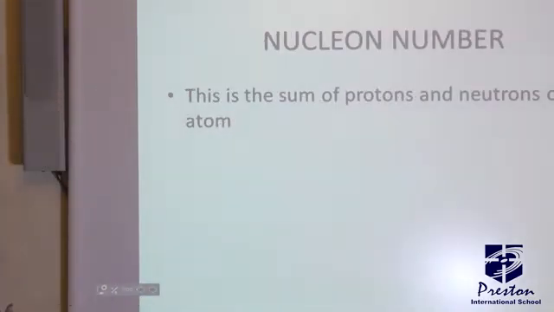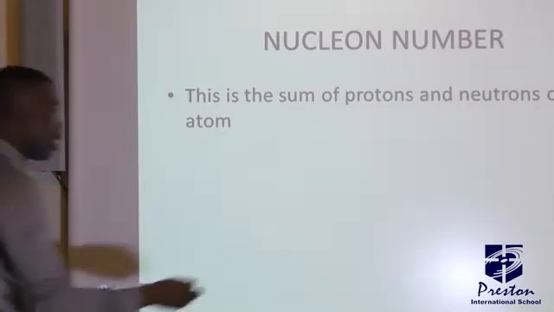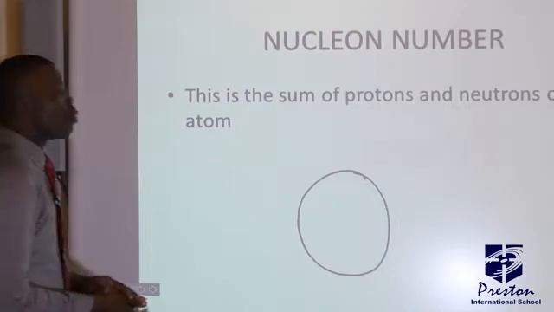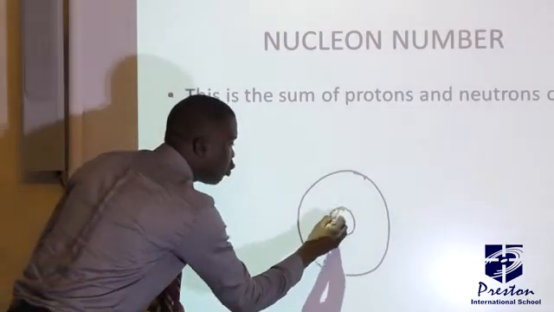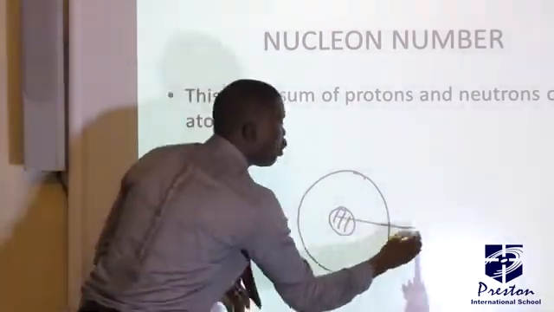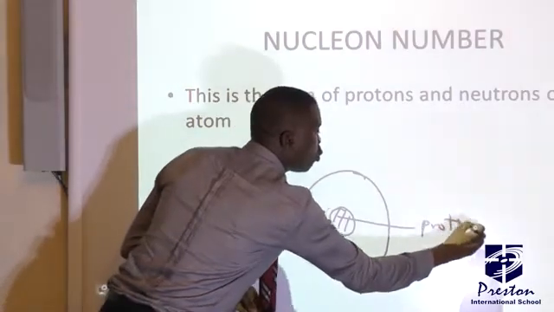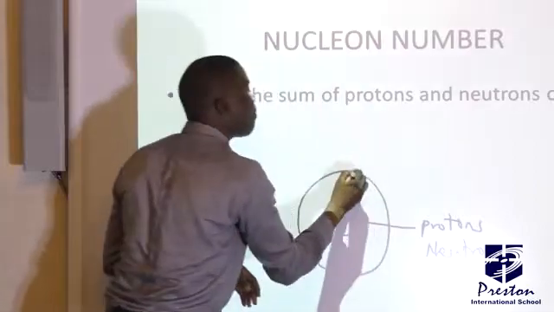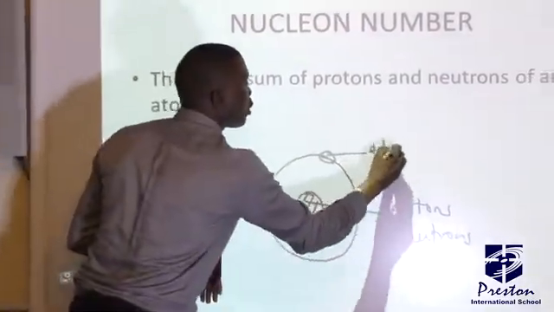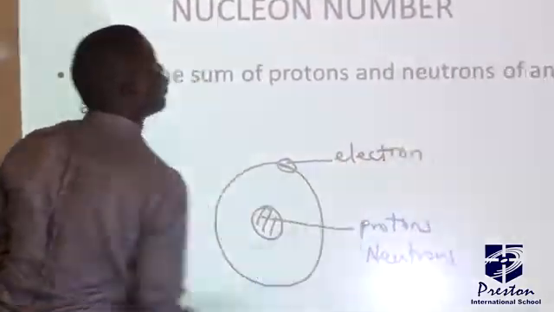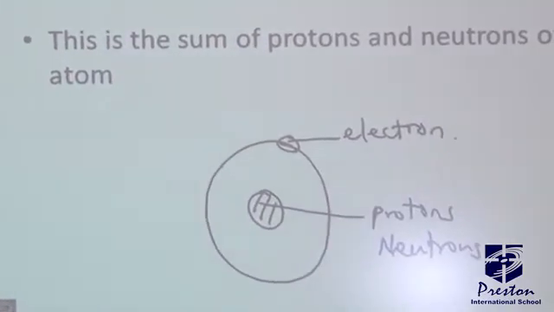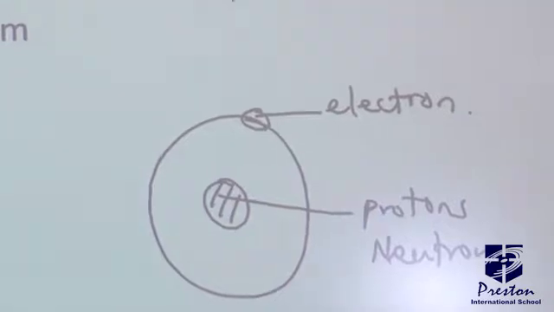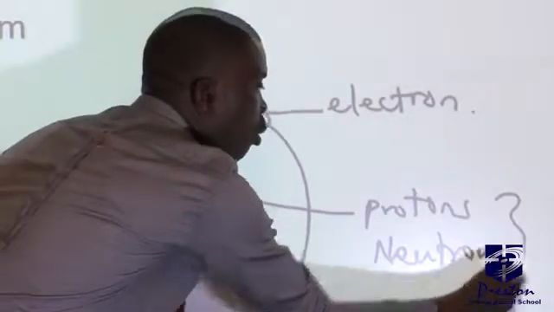Now, nucleon number. You are told in chemistry that our atom consists of a central nucleus. This nucleus is made up of protons and neutrons, and then we have electrons going around the nucleus of the atom. When we say nucleon number, we mean the sum of the protons and the neutrons of that atom.